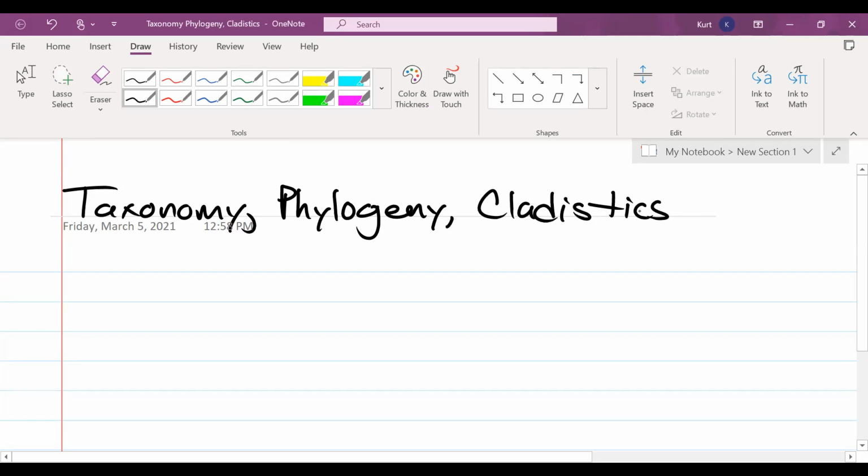And this is taxonomy, not taxidermy. Taxidermy is that stuffed squirrel that your grandpa has in his closet. This is taxonomy, which is the science of classifying, naming, and organizing life.